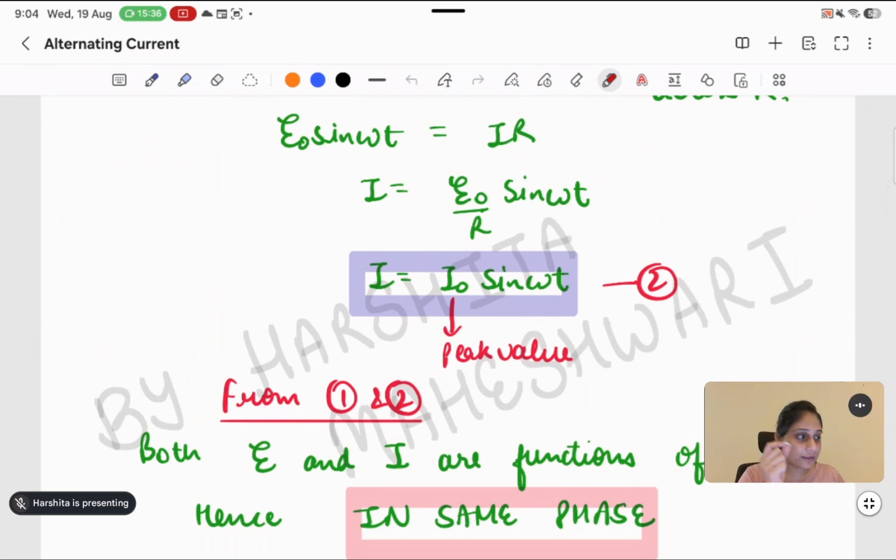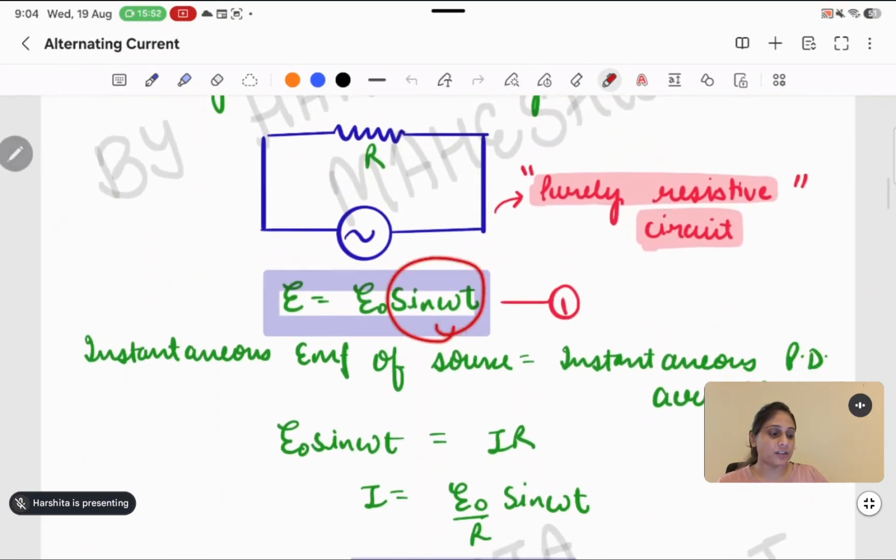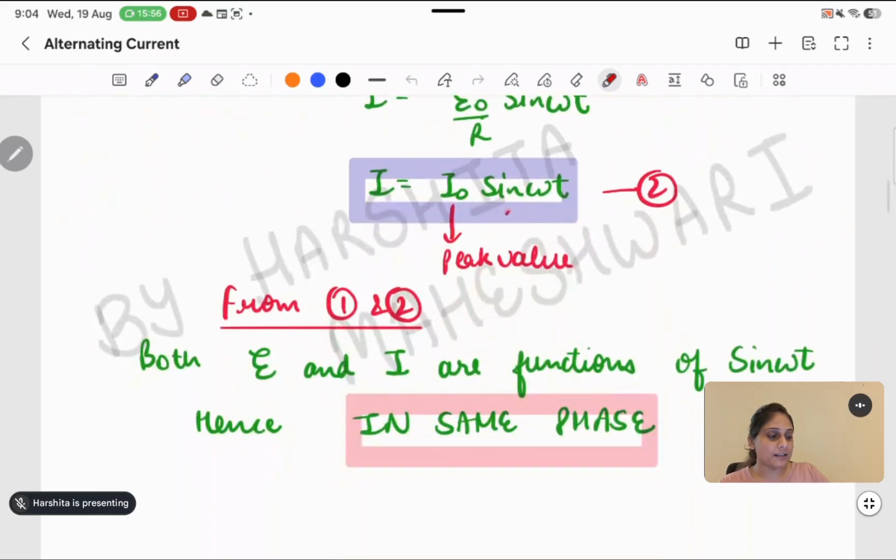Mark my words, write the heading. A purely resistive circuit says that if E is equal to E naught sin omega t, then I will be I naught sin omega t, in the same phase. So what is the meaning of same phase now? If the voltage is written here as a sine function of omega t, in the same way we are getting the current as a sine function of omega t, without any change. And this I naught, wherever the naught subscript is written, is called the peak value. What? Peak value. Okay.